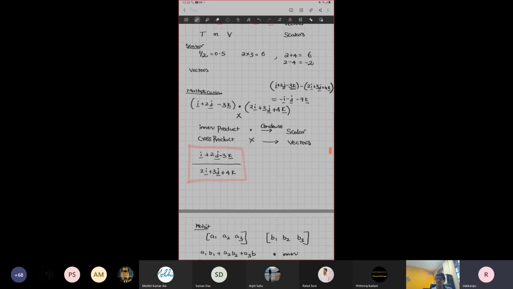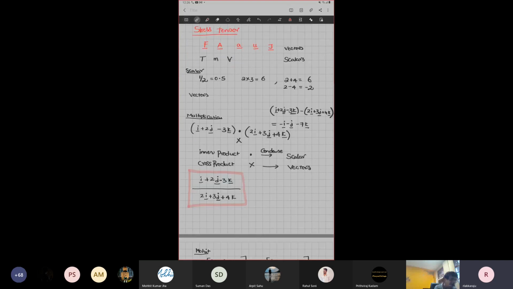Now, let me ask you the second question. Other than Mohit, how to do this division for vectors? i plus 2j minus 3k by 2i plus 3j plus 4k. Denominator. Huh? Dot product on both numerator and denominator with the denominator vector. Am I permitted to really do dot product at the bottom and top?